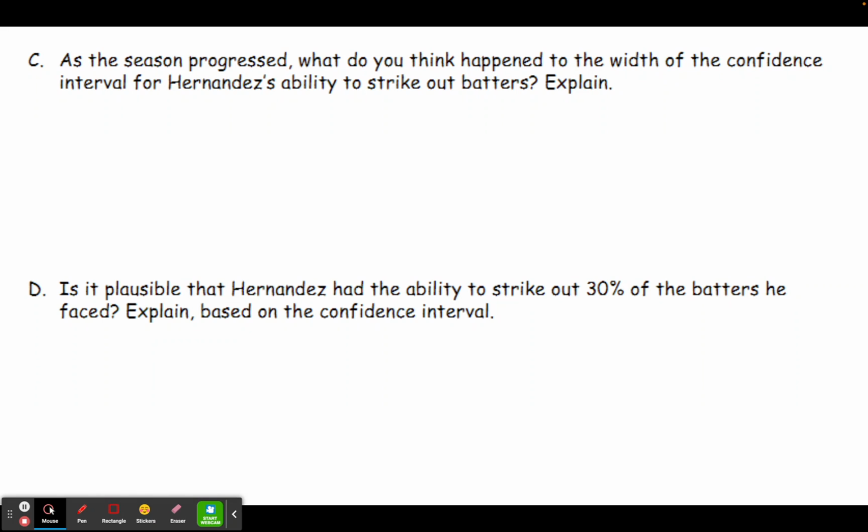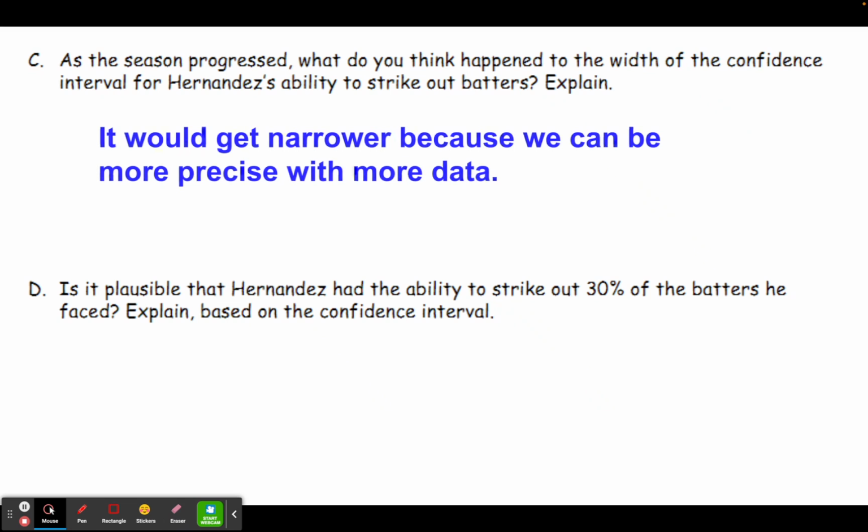As the season progressed, what do you think would happen to the width of the confidence interval for Hernandez's ability to strike out batters? Well, as the season progresses, we would have more data. And when we have more data, we can be more precise with our guess. So our intervals should get narrower, or be more precise, because we have more data.